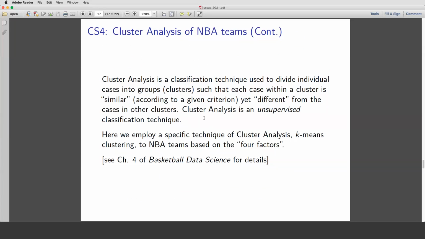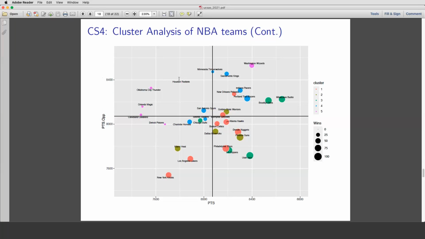Where you see this a lot is maybe image recognition or something. That's an example where you're trying to classify things. But we could do this with NBA teams, right? There's nothing stopping us from doing that, and we can focus on those four factors I reviewed earlier. We'll use something here called k-means clustering. There's a lot more detail in chapter 4 of the textbook I referenced, but we can cluster teams together. So this is, again, based on the four factors.